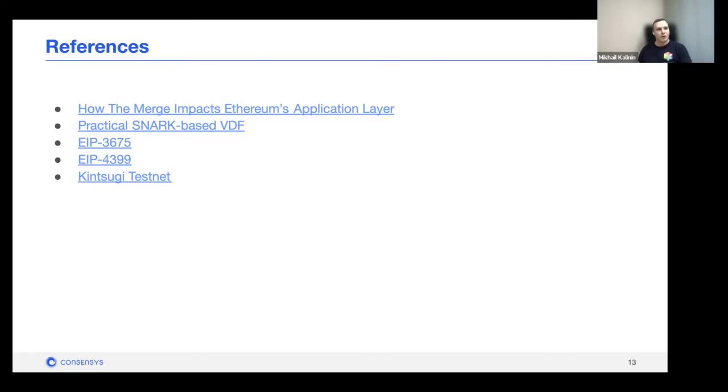Also, if anyone wants to try it out, there is already the Kintsugi testnet in progress and in place. You can try it out there. This EIP is a part of the Kintsugi spec, so all of the clients have implemented it. Just go and try it out.